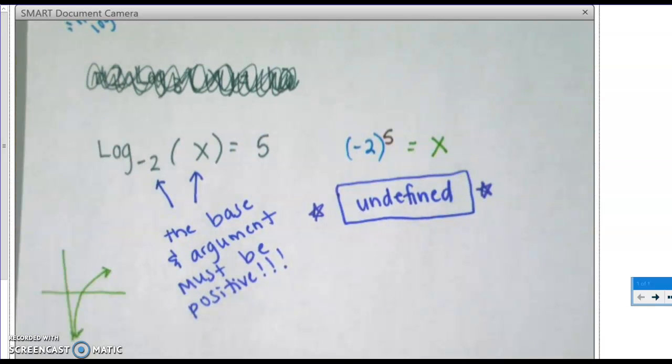And so just be aware that sometimes you might get a trick question, but the base of a log cannot be negative. The argument of the log cannot be negative.